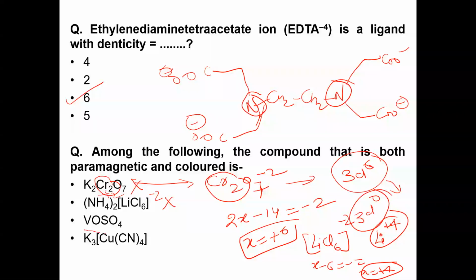And if I talk about the third one, okay, so what is the oxidation state of vanadium here? What about oxygen? That is minus 2, and sulfate is overall minus 2. So vanadium will be plus 4.